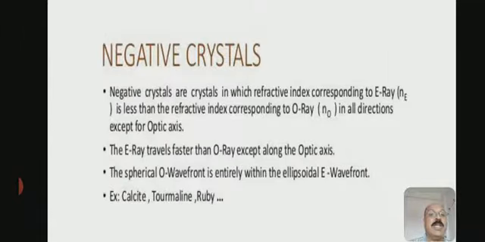Negative crystals are crystals in which the refractive index corresponding to the extraordinary ray is less than the refractive index of the corresponding ordinary ray in all directions except along the optic axis. The extraordinary ray travels faster than the ordinary ray except along the optic axis. The spherical wavefront is essentially within the ellipsoidal E wavefront. Examples: calcite, tourmaline, ruby crystals are negative crystals.